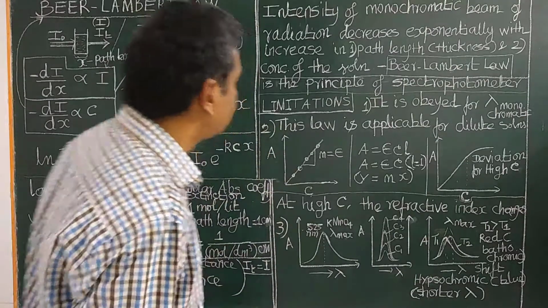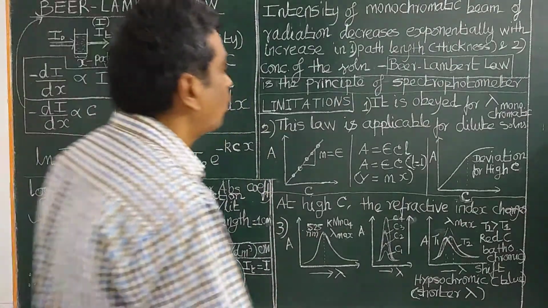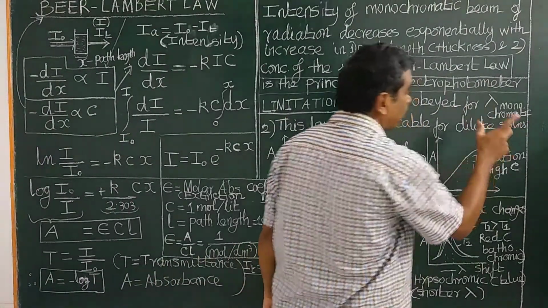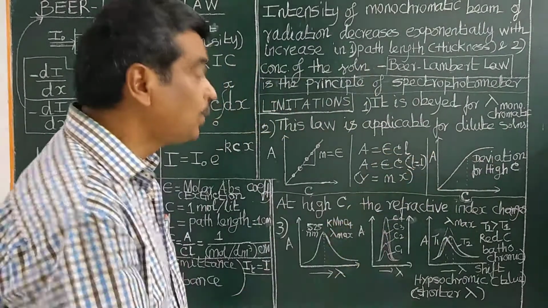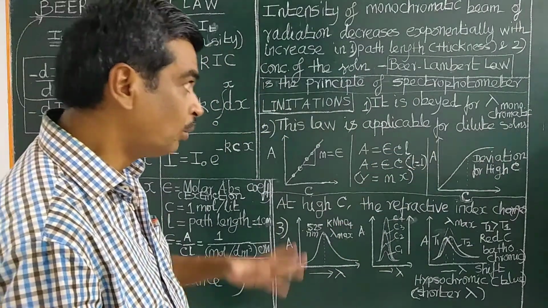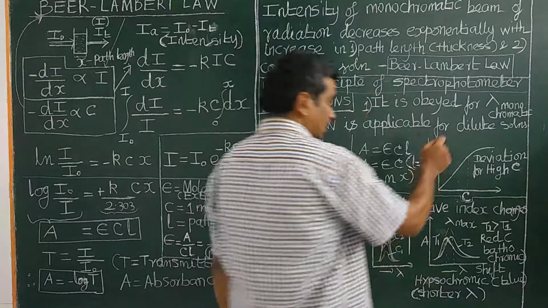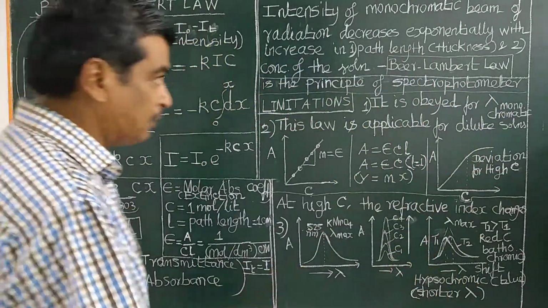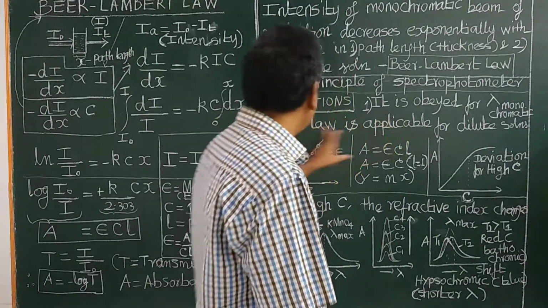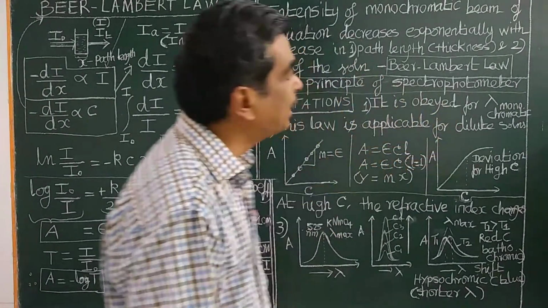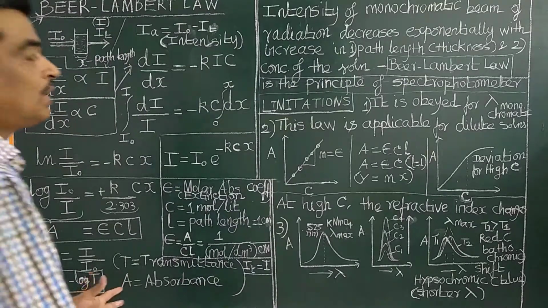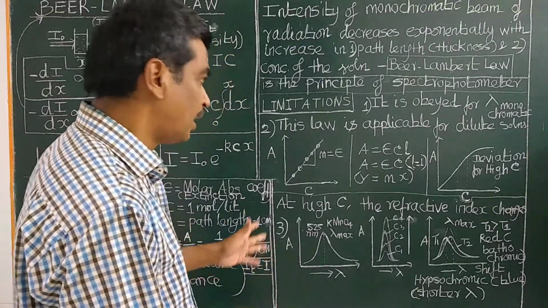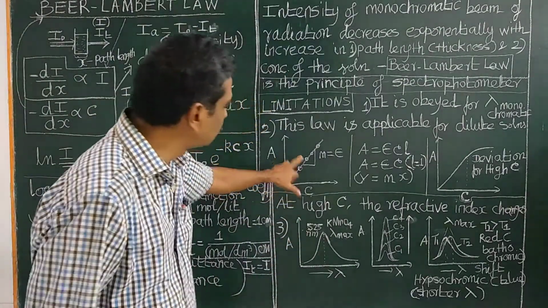Now, what are the deviations? What are the limitations? It is obeyed only for a monochromatic light beam. Monochromatic means a single wavelength light beam. If you use a polychromatic light beam, then it is not obeyed. And this law is applicable only for dilute solutions. If it is concentrated, it won't be obeyed. For example, this is for dilute solution.